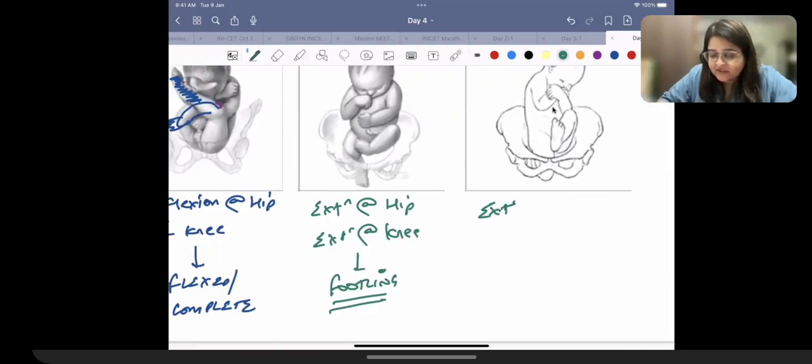Here you have extension at the hip and flexion at the knee. So this is a kneeling. The knee is the presenting part.